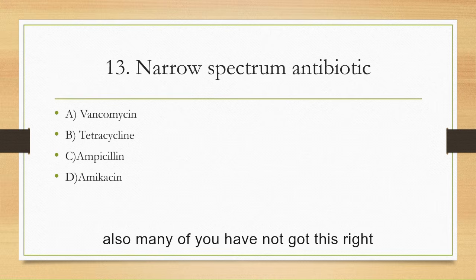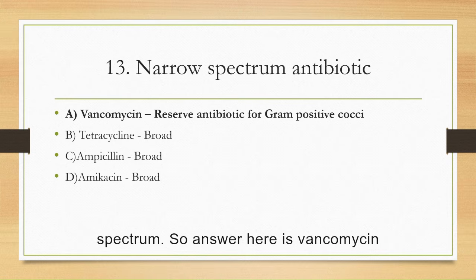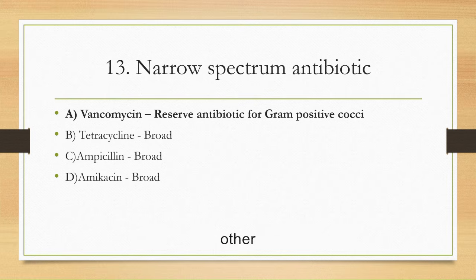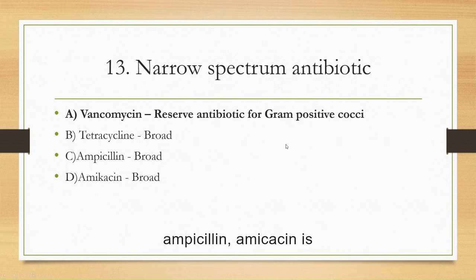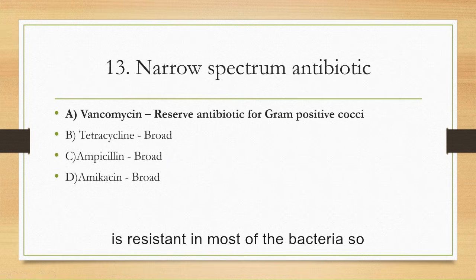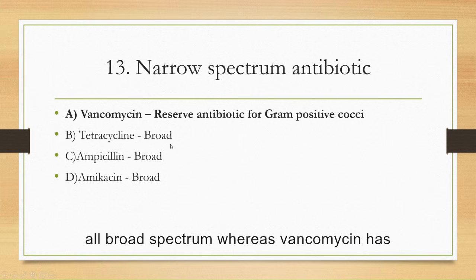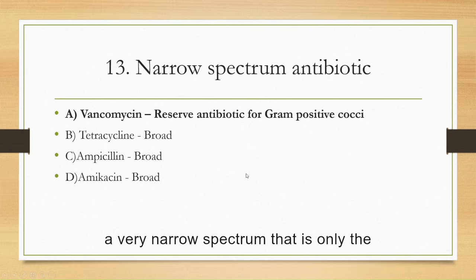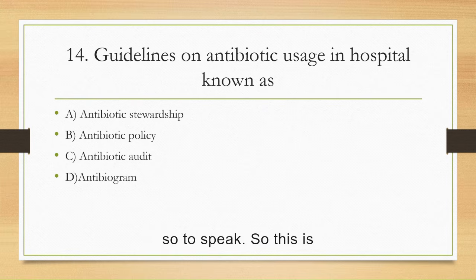Here also, many of you have not got this right. Narrow spectrum antibiotic means the antibiotic which is not broad spectrum. So the answer here is vancomycin, which is mainly for the gram positive cocci, and that too as a last resort when other antibiotics are not going to work because the bacteria is resistant to it. So tetracyclines, ampicillin, amikacin, all broad spectrum antibiotics. Ampicillin is a broad spectrum, but many a times it is resistant in most of the bacteria, so probably not that much in use these days. But yes, certainly these are all broad spectrum, whereas vancomycin has a very narrow spectrum, that is only the gram positive. There are very few GNBs or gram negative bacilli which can respond to vancomycin, but they are beyond the scope of an undergraduate student, so to speak.